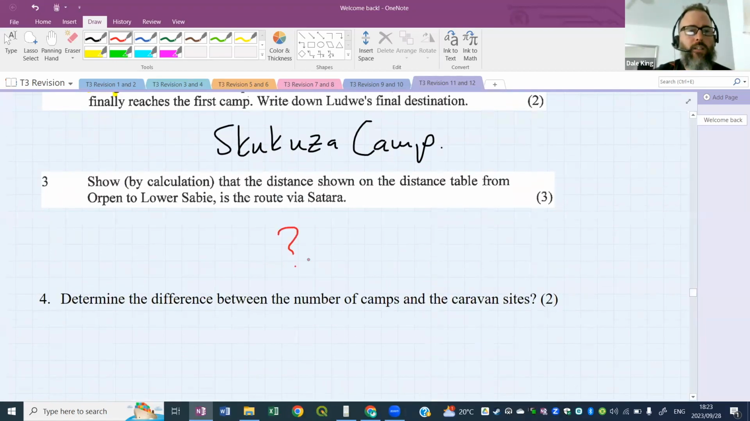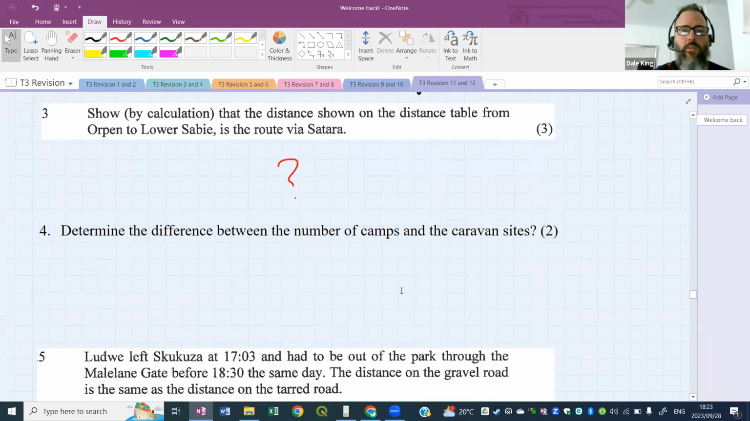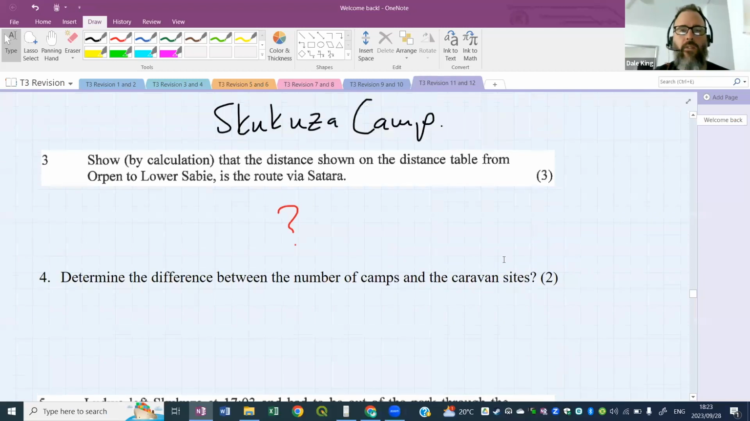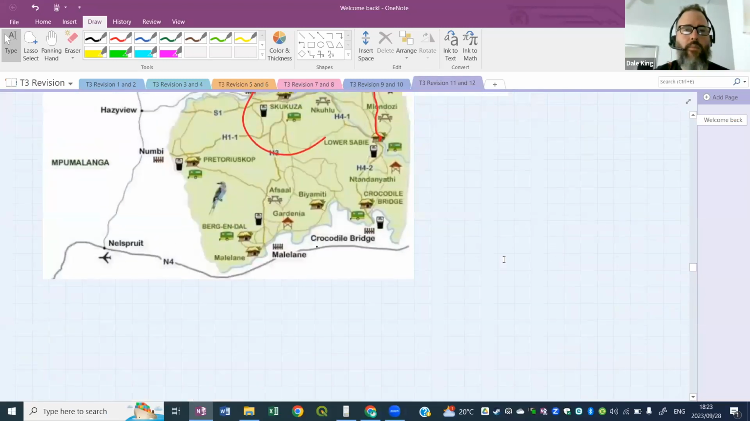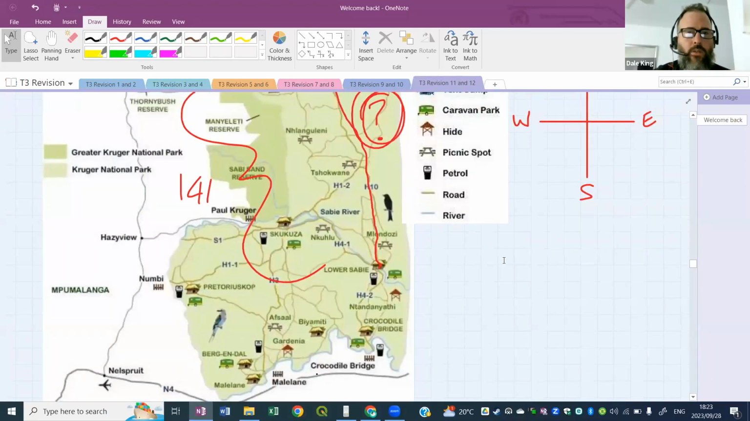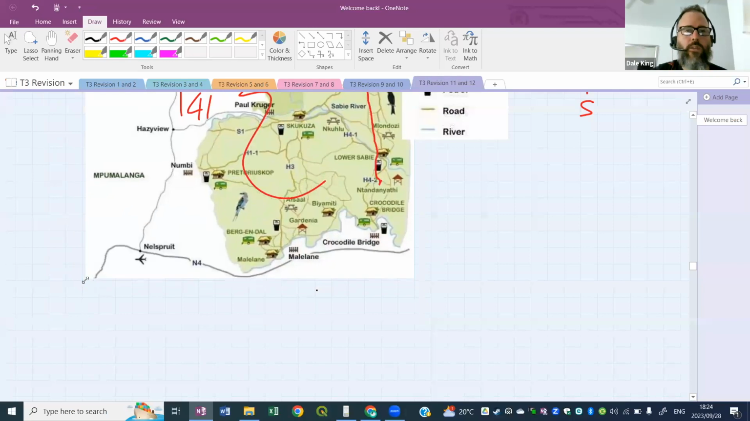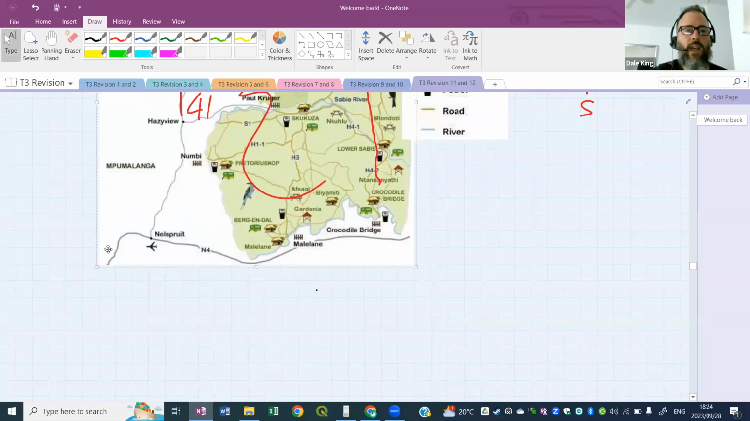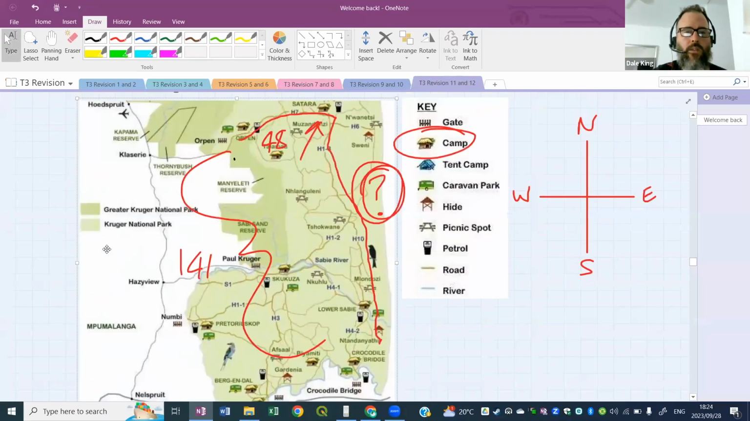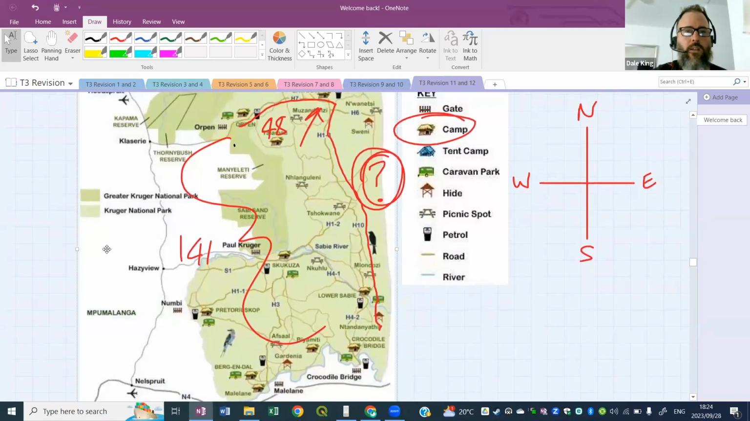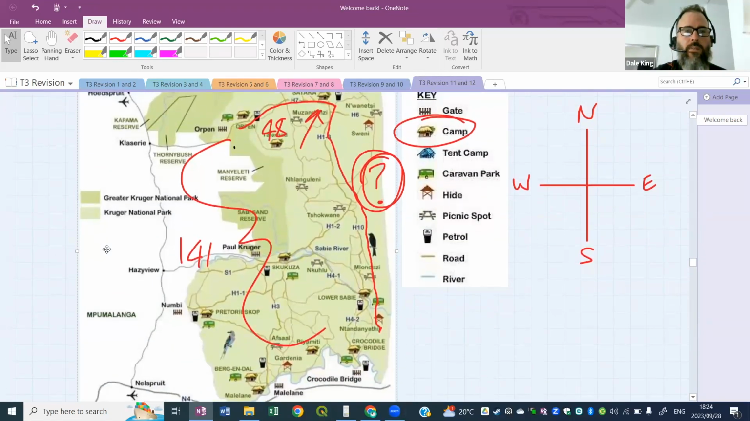That's frustrating. Question 4. Determine the difference between the number of camps and the caravan sites on this map. All right, I'm going to have to zoom out a little bit. In fact, let me just make the drawing a bit smaller. We need to determine the number of camps and the number of caravan sites, and we need to know the difference that includes all of them.